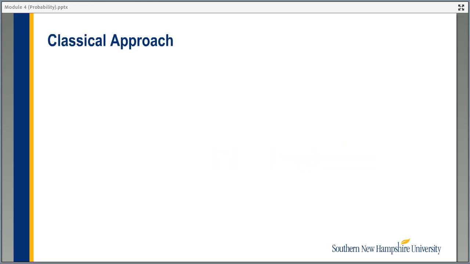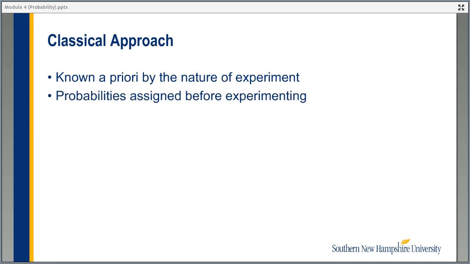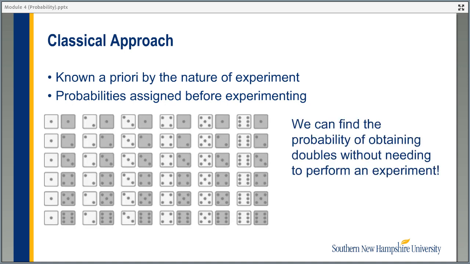Next is the classical approach. This is when we'll know the probability a priori by the nature of the experiment, and all of the probabilities are assigned before experimenting. So, for example, we can find the probability of obtaining doubles when rolling 2 dice without needing to perform an experiment.